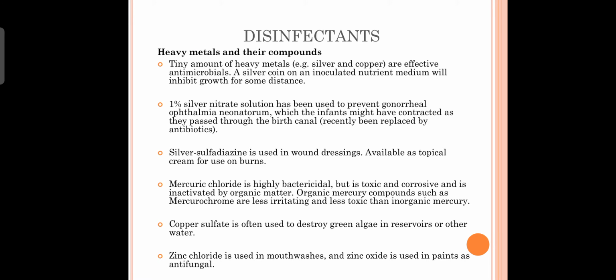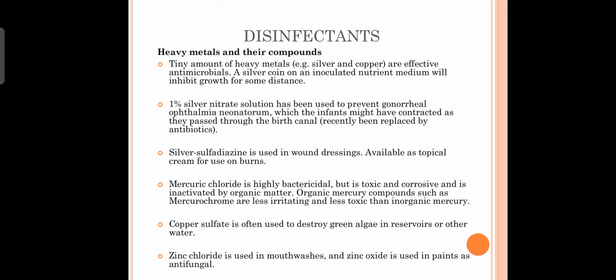The next one is heavy metals and their compounds. Tiny amounts of heavy metals, for example silver and copper, are effective antimicrobials. A silver coin on an inoculated nutrient medium will inhibit growth for some distance. 1% silver nitrate solution has been used to prevent gonorrheal ophthalmia neonatorum, which an infant might have contracted if they pass through the birth canal.